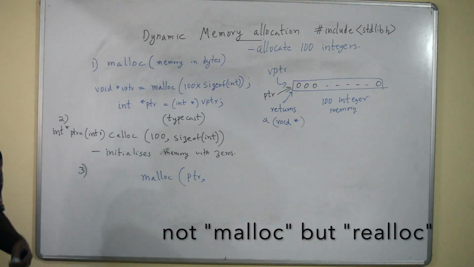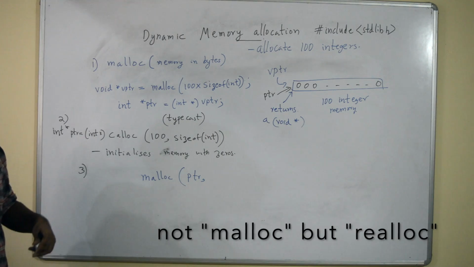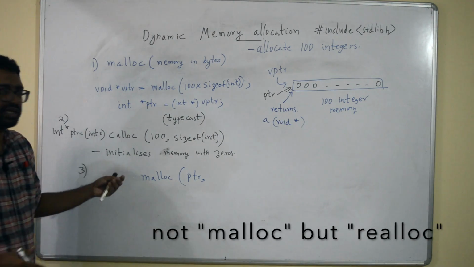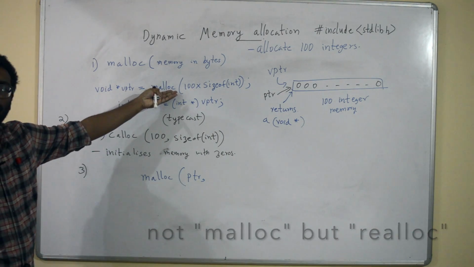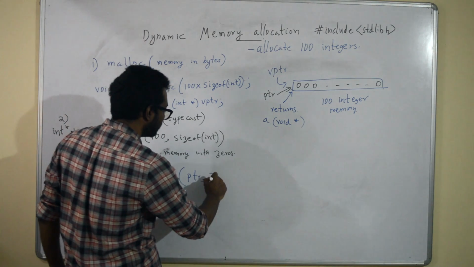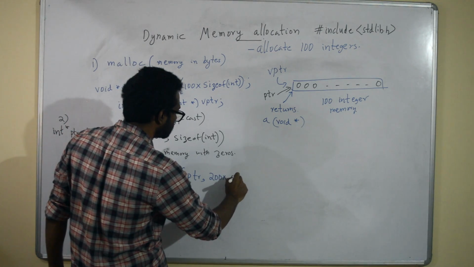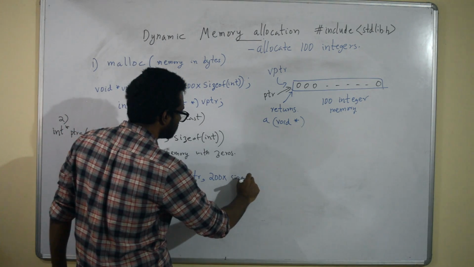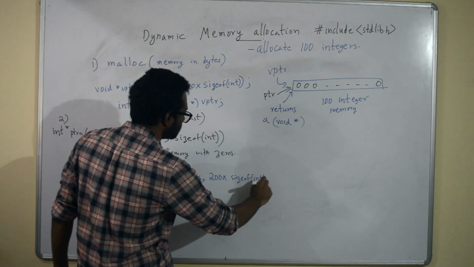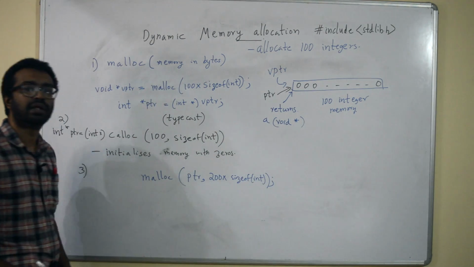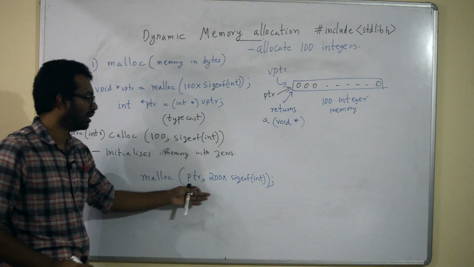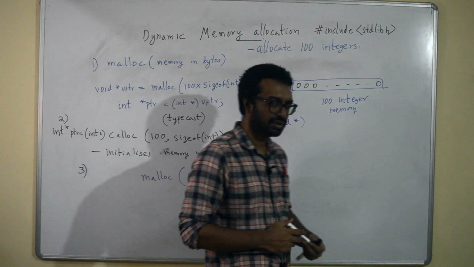Now I want to make it 200. So I want it to be 200 integers. The next call is basically exactly the same format as malloc. So I'll just write this, and it will now allocate 200 integers.